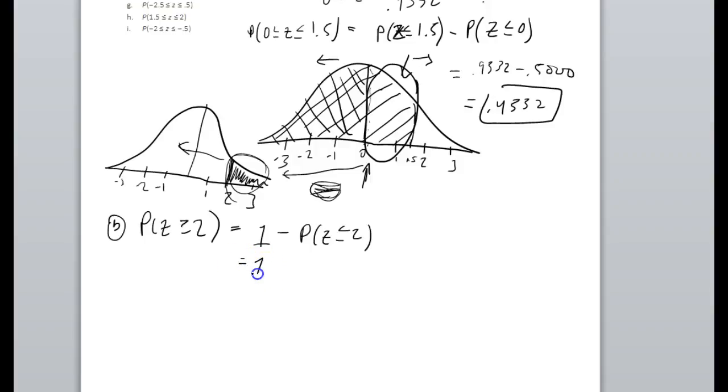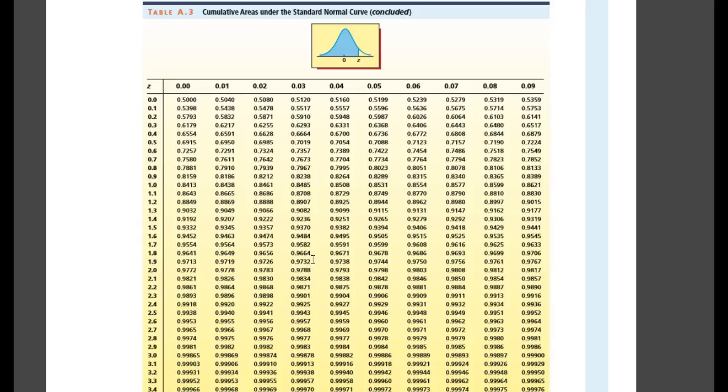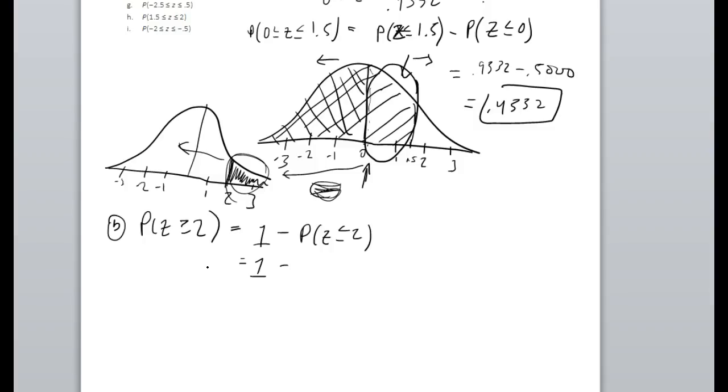So that's equal to 1 minus, and then we go to the table, we find 2, and that's 0.9772 right here. We go back. And that gives us 0.228. That's that.